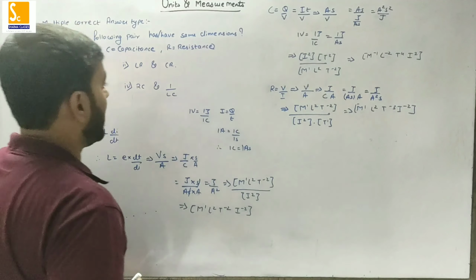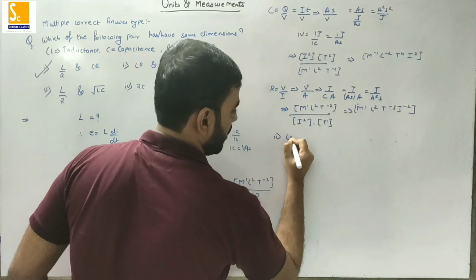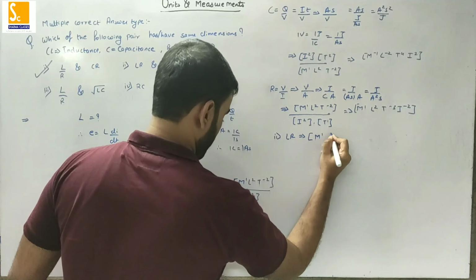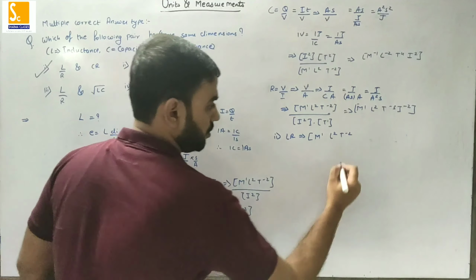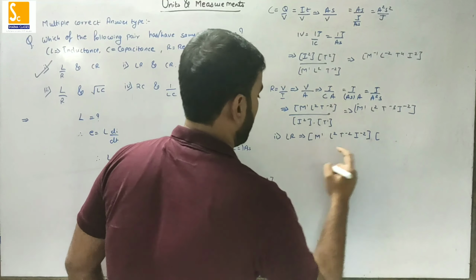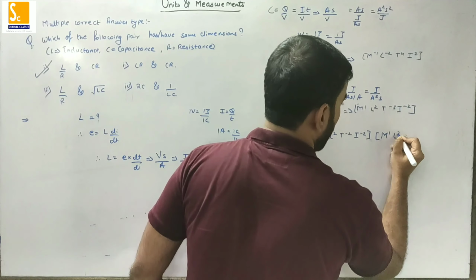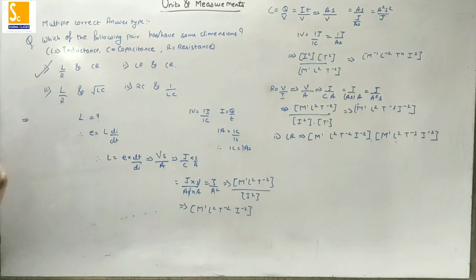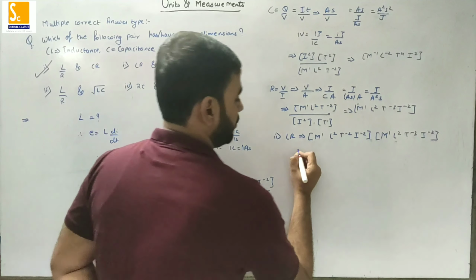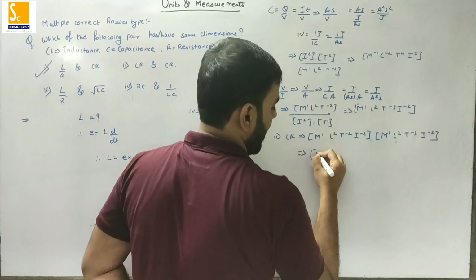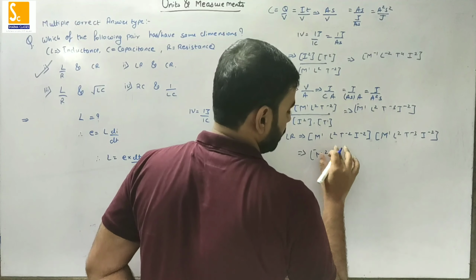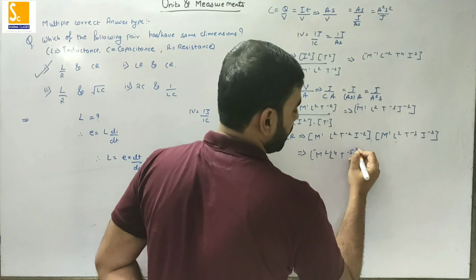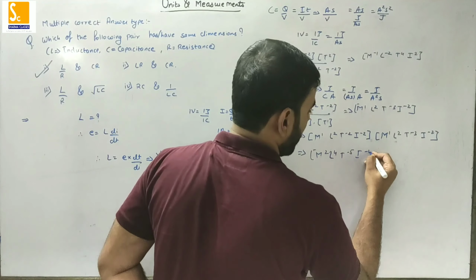For the second option it is LR and CR. Let's check for the LR. L is nothing but this part, M raised to 1 L raised to 2 T raised to minus 2 I raised to minus 2, and R is nothing but this one, M raised to 1 L raised to 2 T raised to minus 3 and I raised to minus 2. So this is the dimensional formula for LR. So let's check it out. 1 plus 1 becomes M to the power 2, 2 plus 2, L to the power 4, minus 2 minus 3, minus 5, minus 2 minus 2, minus 4.